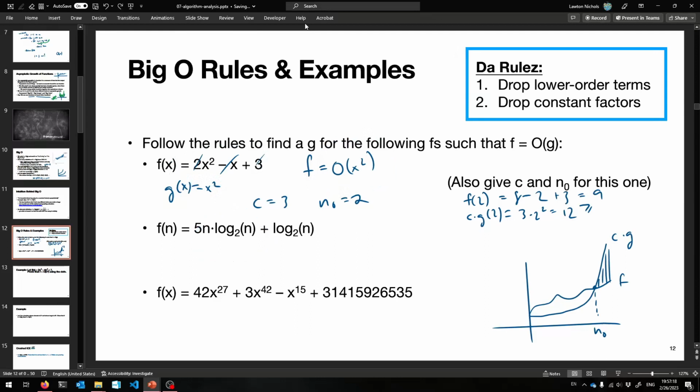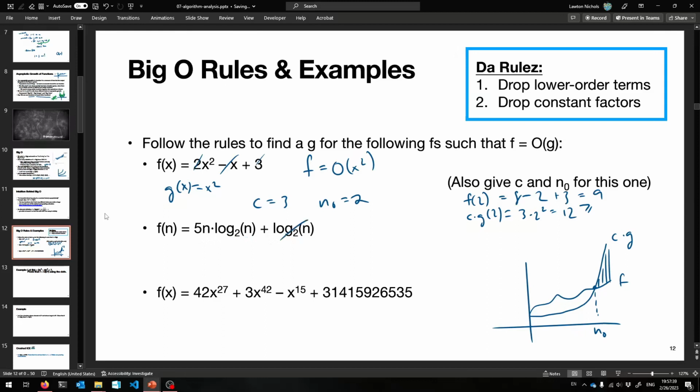Let's try this one now. So, f of n is equal to 5n times log base 2 of n plus log base 2 of n. Again, following the rules, drop all the lower order terms. You have to think about this for a while, but this is n times a logarithm. That's bigger than just the logarithm by itself, right, as n gets large. So this is the lower order term.